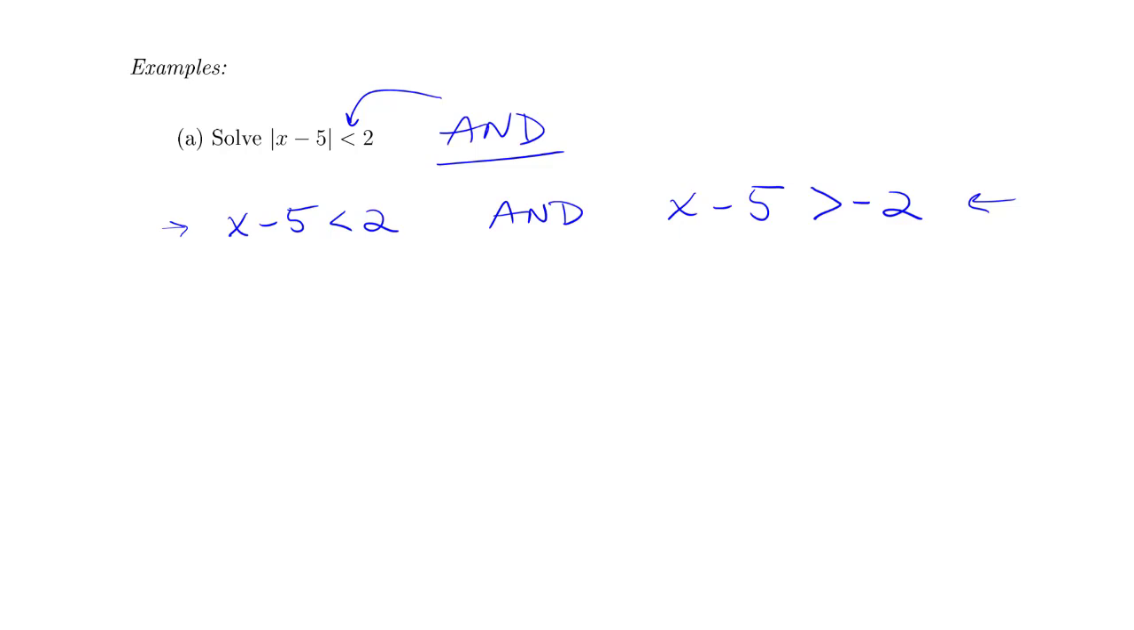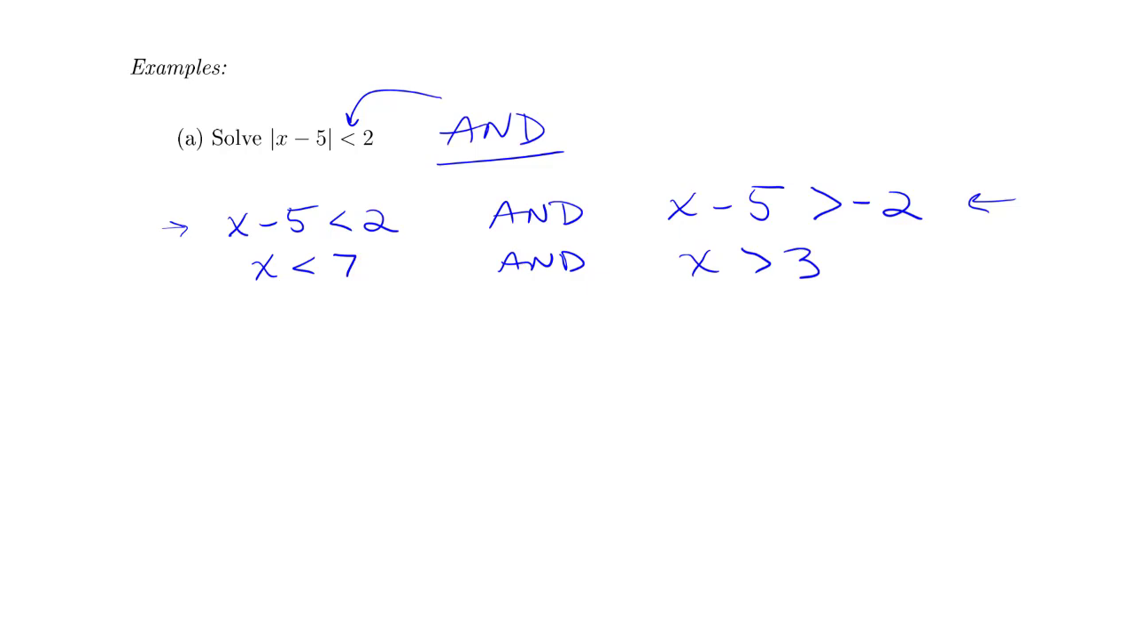So this would mean over here, add 5 to both sides, x less than 7. And over here, add 5 to both sides. Negative 2 plus 5 is 3, so x greater than 3. So that describes my solution.